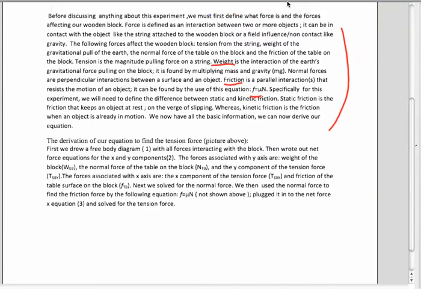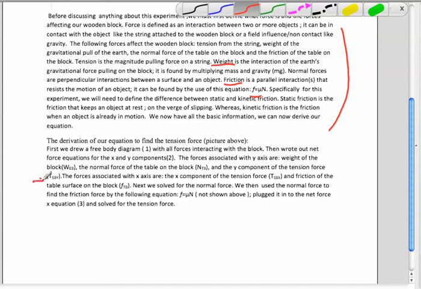All these words down here like this. The forces associated with the y-axis are weight of the block, normal force, y component, the x component. Next we solve for the normal force. So right in here you can have your x-axis equation, and in here your y-axis equation, and then you can go ahead and rearrange your y-axis equation, and then you can show this step.